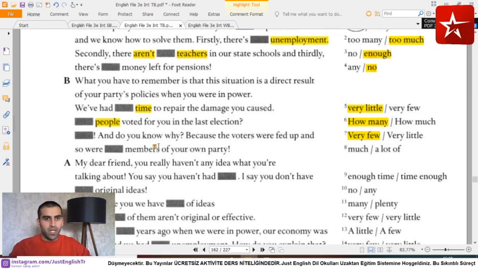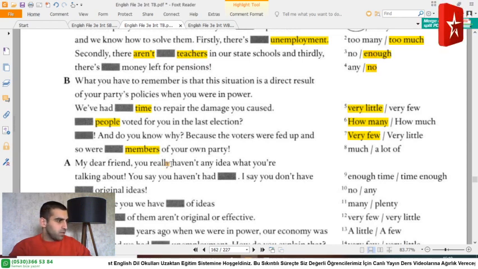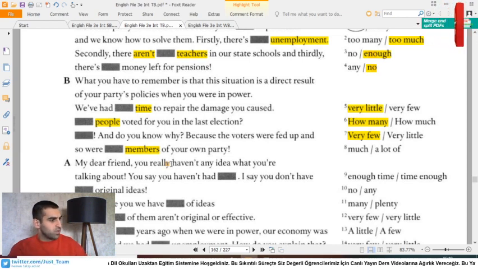Very few, because the waiters were fed up and so were much or a lot of members of your own party. Much or a lot of members, we have here. The next one is a lot of. Mr. Mustafa says it is a lot of. Okay, we will see.